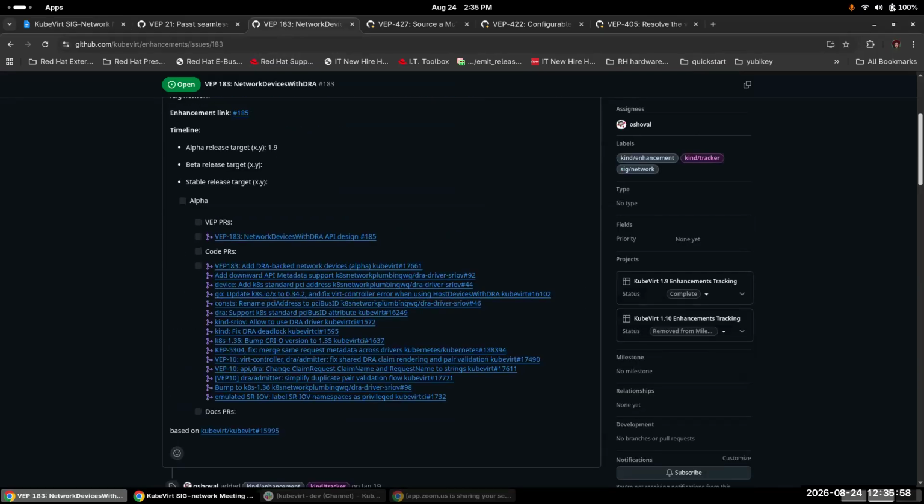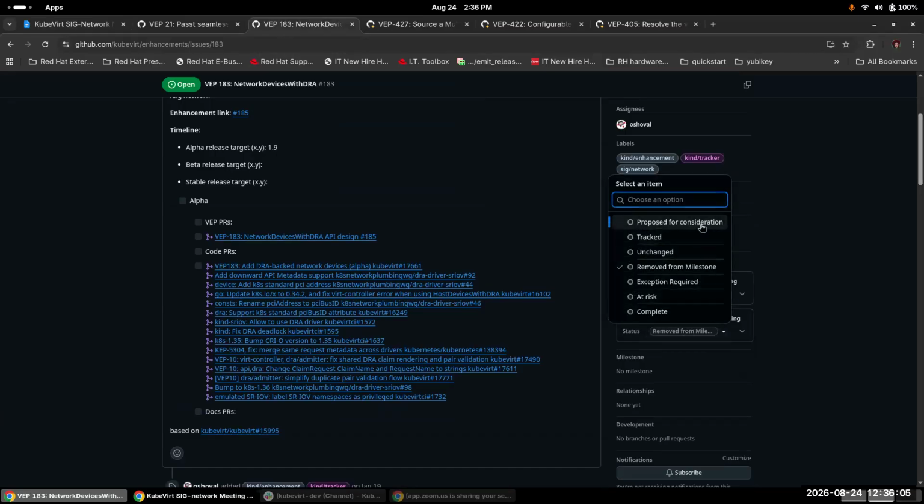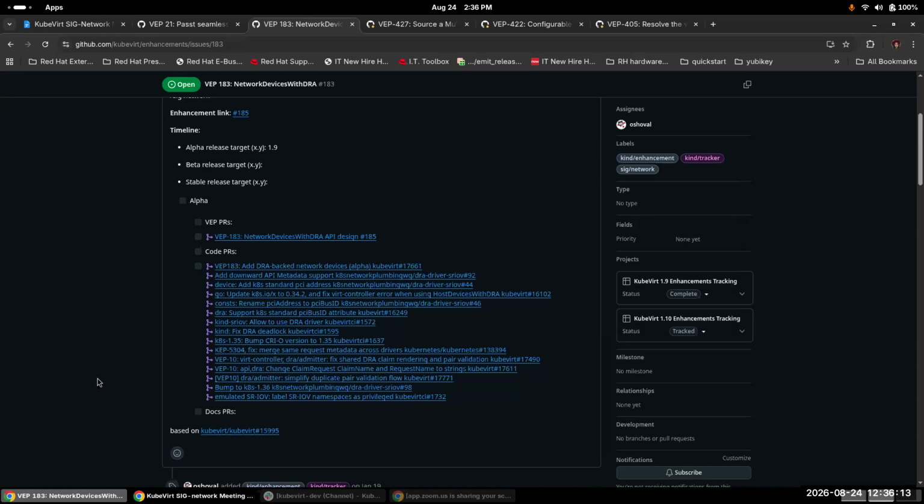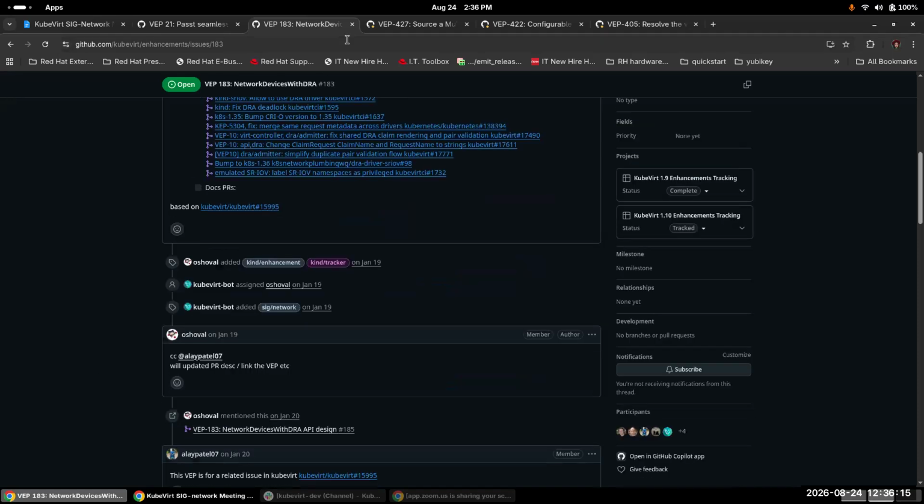No, but wait. It's still removed. You need to put it back in track. Yes, it was previously proposed for consideration. I'm thinking we should track it, right? Not proposed for consideration. Yes, because we are doing it. The VEP was merged and we are doing it. So it should be on track. Merged means tracked, no? Yes.